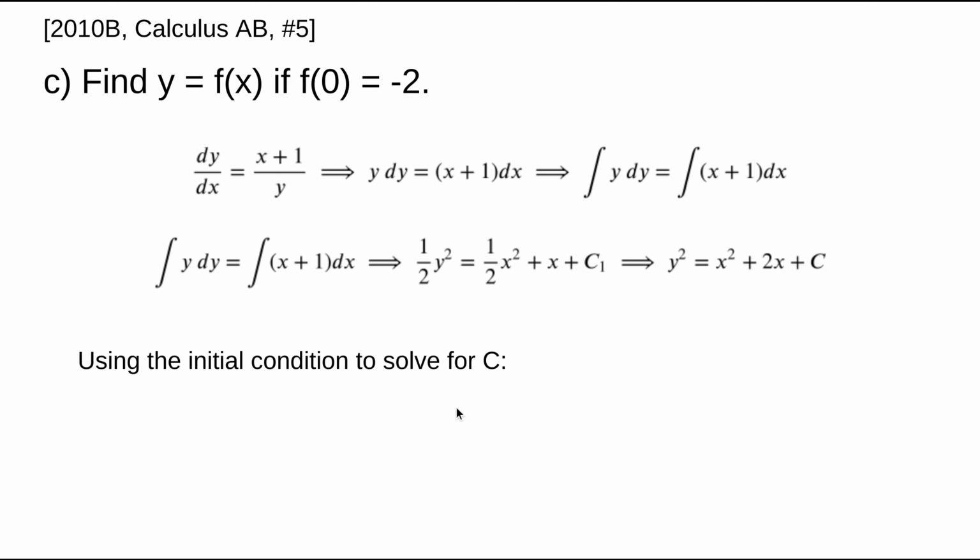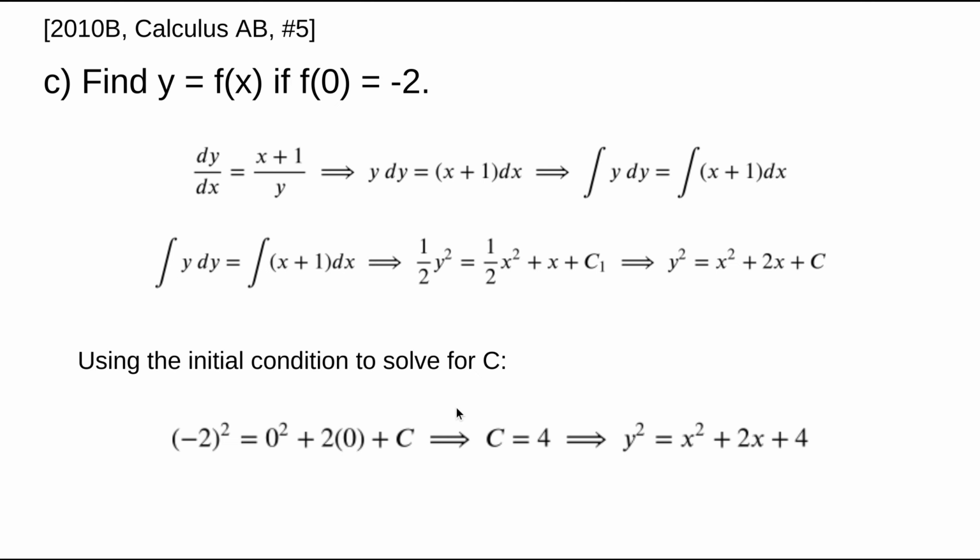Then we can use the initial condition f of 0 equals -2, plug in 0 for x and -2 for y, and we get 4 equals C. So our constant of integration here is going to be 4, which means we now have the function y squared equals x squared plus 2x plus 4.